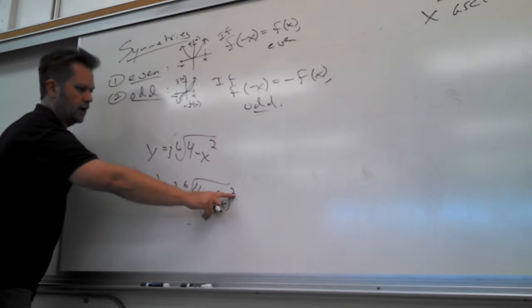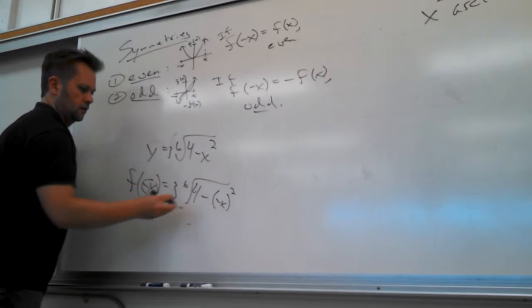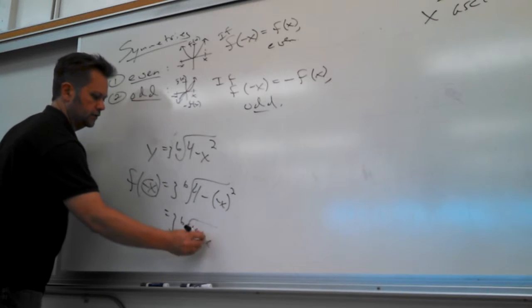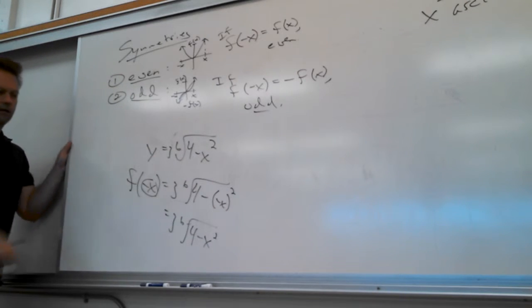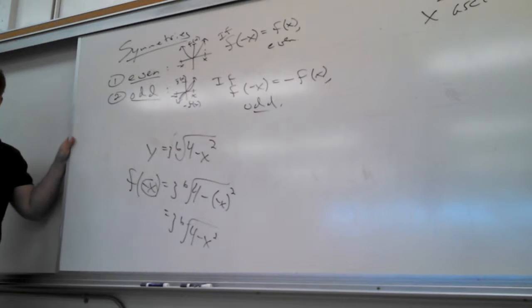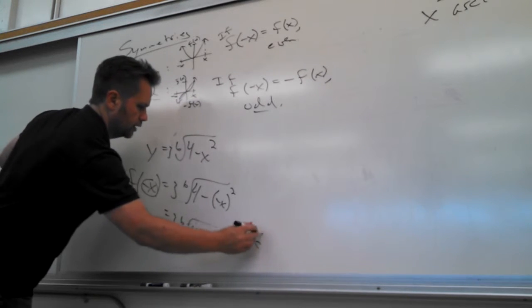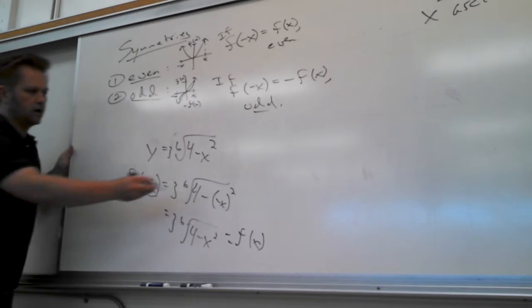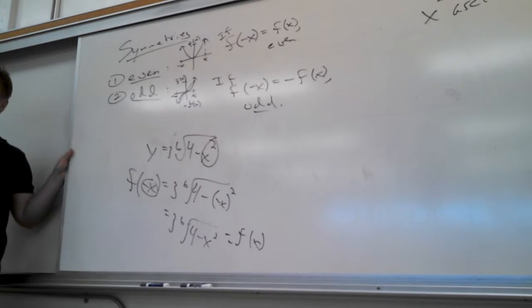Of course, what immediately happens there? 4 minus negative x squared is just 4 minus x squared, right? The negative dies. Is that the same as it used to be? Yes, so that equals f of x. So what kind of symmetry does that have? Even. Which is kind of obvious because, of course, x squared itself has even symmetry, right? Cool. That's all I'm saying.